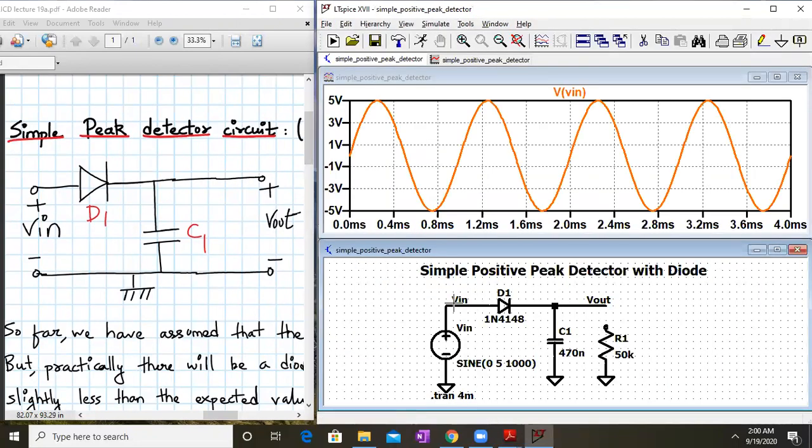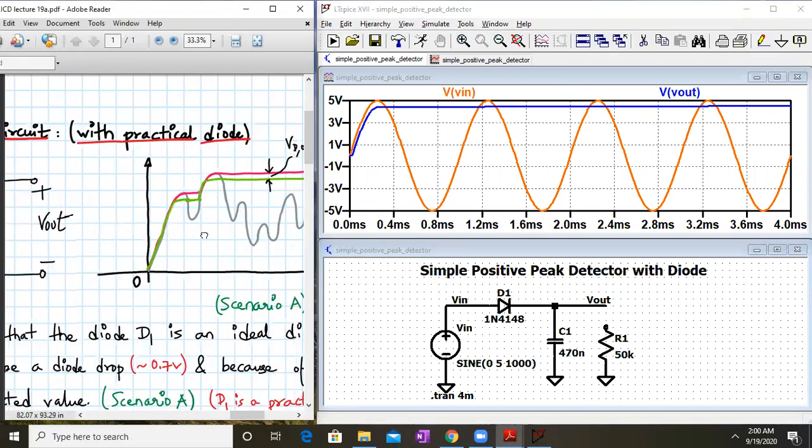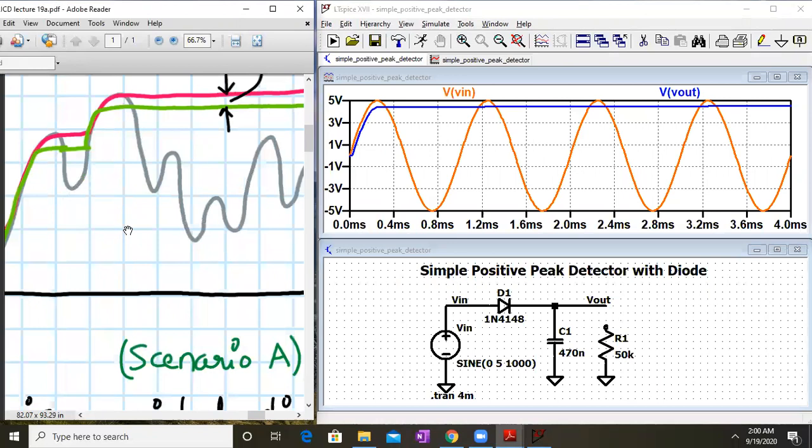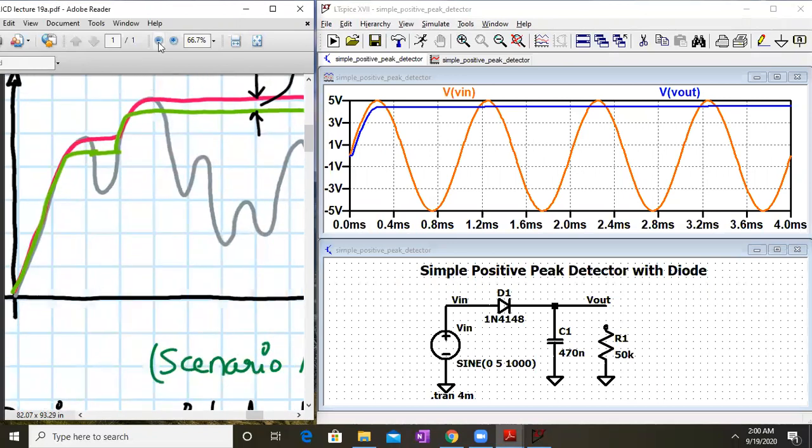I am plotting my Vin, and here across the capacitor is my Vout. Okay, so is this as predicted? Yes. As you can see, it is as per the prediction.